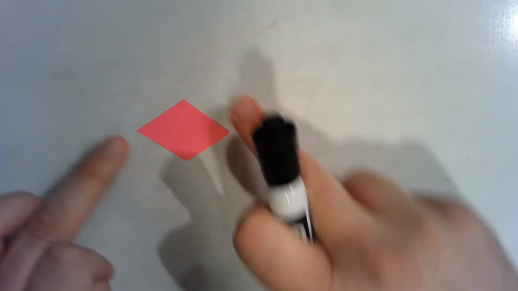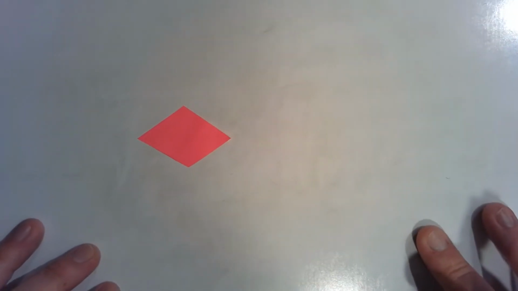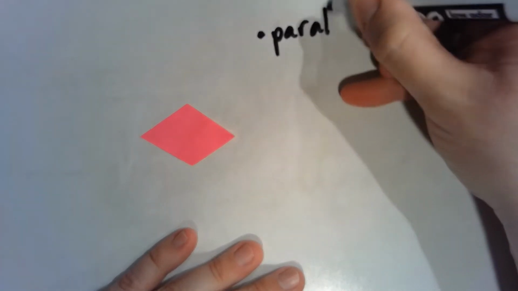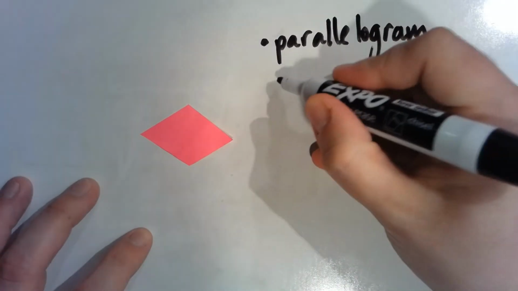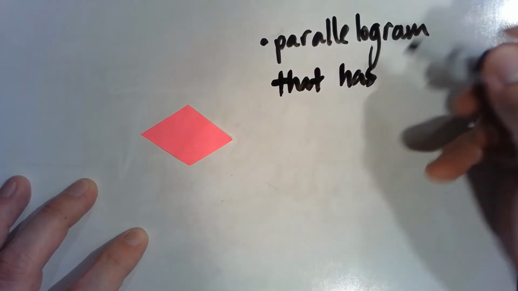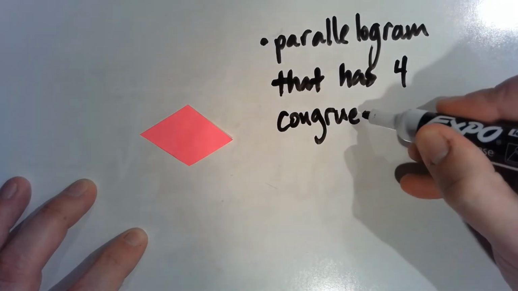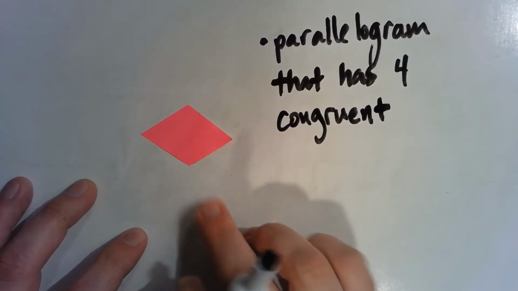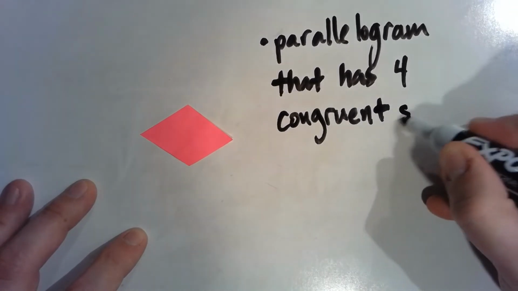So once again, a parallelogram has opposite sides congruent, opposite angles congruent, and opposite sides parallel. Now a rhombus is different in that it is, once again, we will just call it a parallelogram because we have those terms. So it's a parallelogram that has four congruent sides. So a square is also a rhombus. People sometimes call a rhombus a diamond, but this is a very specific type of diamond. It's a parallelogram that has 4 congruent sides.